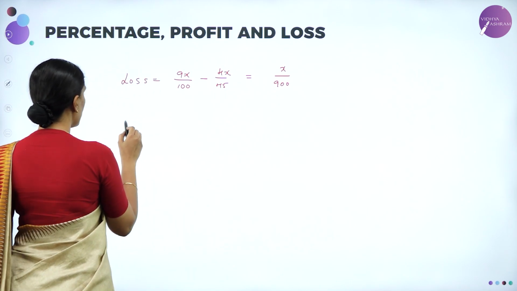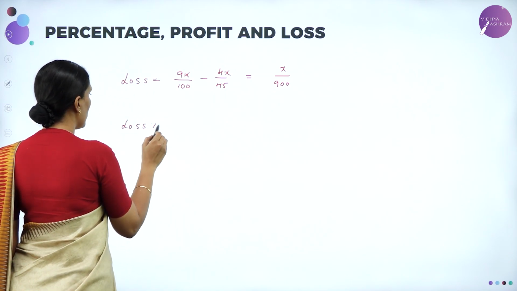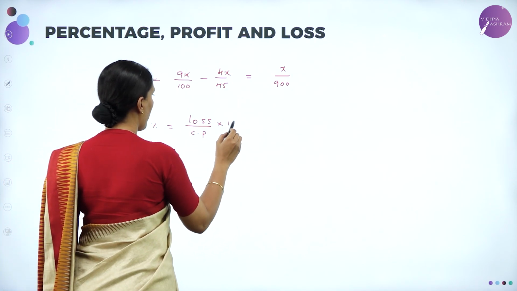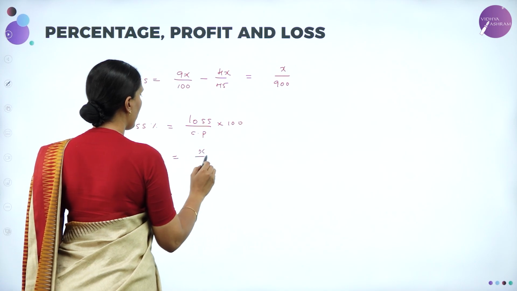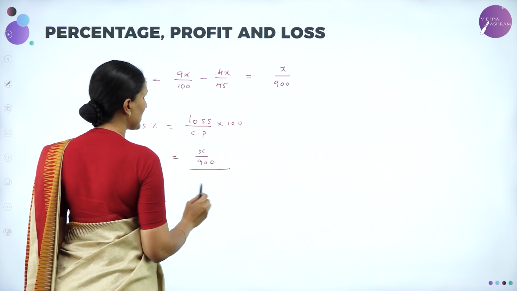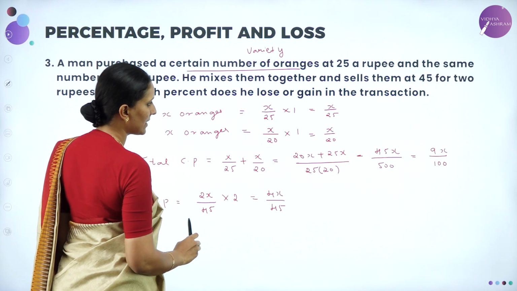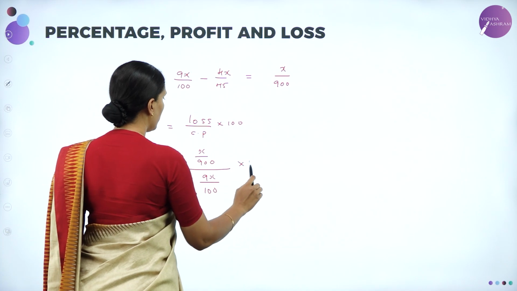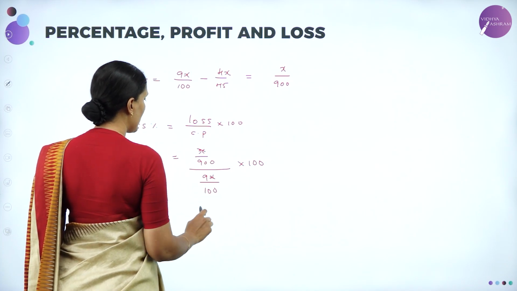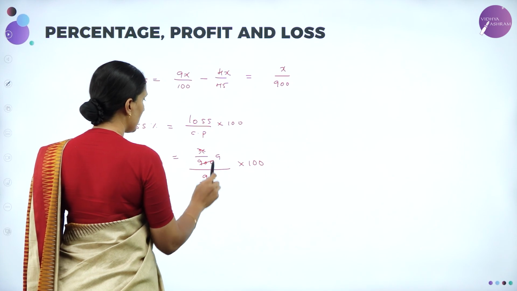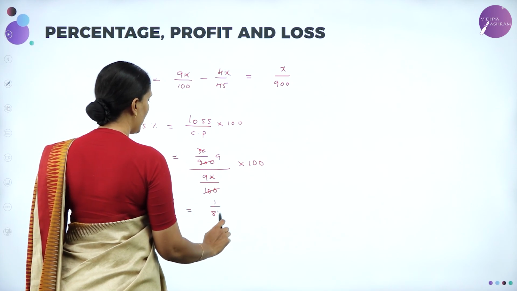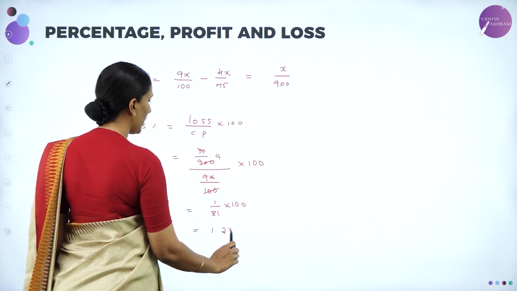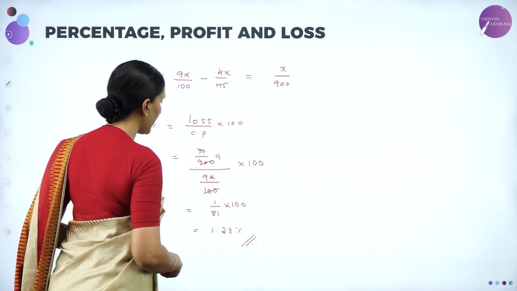Now since loss is given, we have loss percentage is equal to loss divided by cost price into 100. So the loss is x divided by 900. The cost price is 9x divided by 100. So 9x divided by 100 into 100. So x cancels, 100 ones are 100, nines are 9. So we have 1 by 81 into 100. So this is equal to 1.23%.